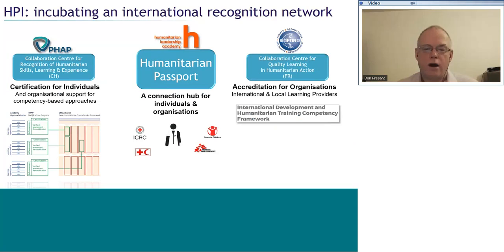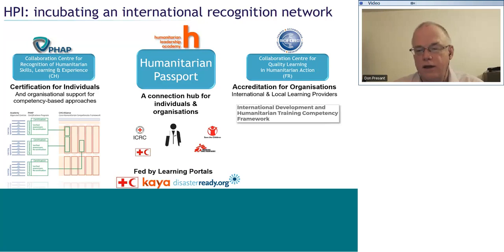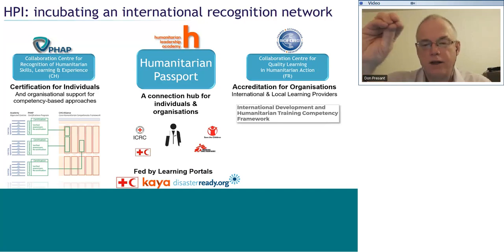It's the hub. So it's where individuals and organizations come together in terms of what's needed, what's being offered, and where things are moving. And it's fed by learning portals such as the learning platform that Fred and his colleagues are associated with, the Kaya learning platform, and DisasterReady.org. So this is sort of a simple organogram to show you where it's going. I will say that the collaboration centers are going to basically collapse into HPass. So it will become its own entity with these elements folded in as appropriate. So it ends up being thought of as an organic entity rather than a bunch of pieces. Currently being incubated by the Humanitarian Leadership Academy, they'll be off the scene by 2020.